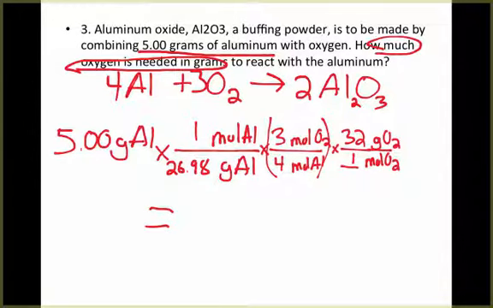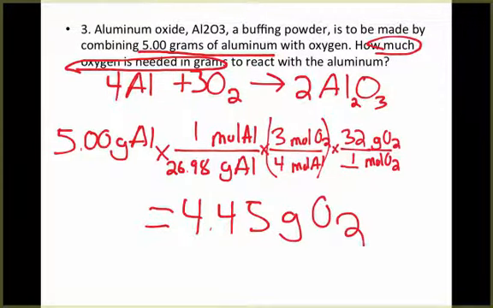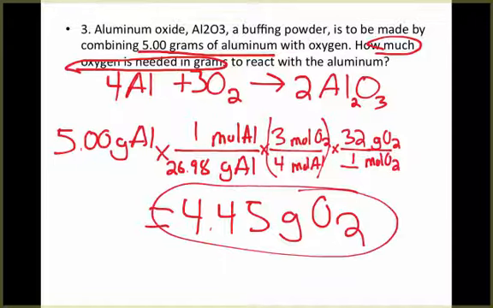Let's see what we get. So I'm going to start with 5 times 3 times 32 divided by 26.98 times 4. Again, significant figures, I need 3, so we're going to go with 4.45 grams of oxygen. Okay, that's all there is to it. Plug in and solve, just like any other problem that we've done so far.